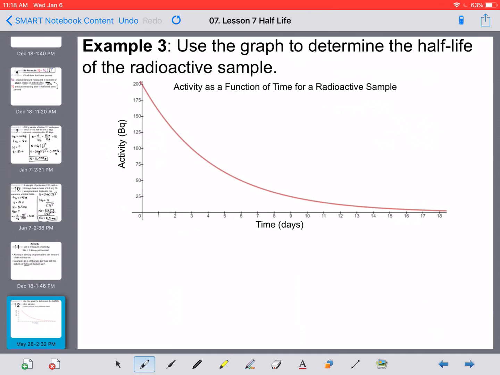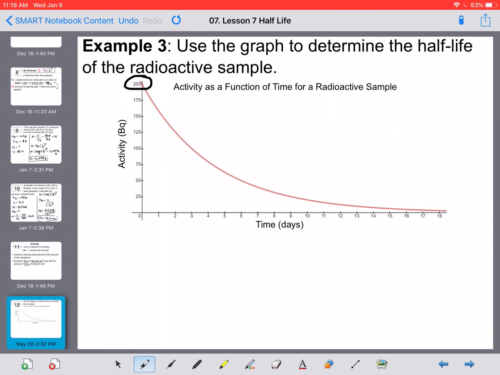Okay, example 3. Use the graph to determine the half-life of the radioactive sample. So here we have activity on the y-axis and time on the x-axis. And here's how you're going to use a graph to find the half-life. So first of all, look for the y-intercept. So here, the y-intercept is 200. So the idea is the original activity of this sample is 200.